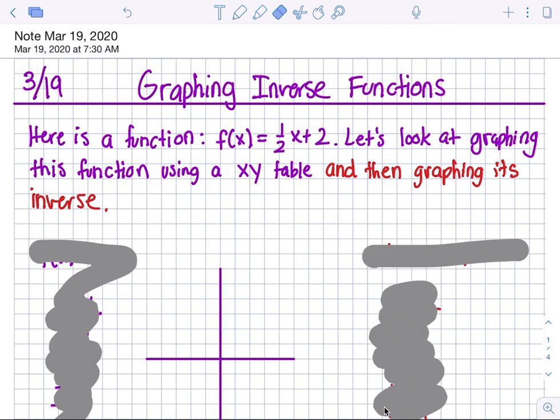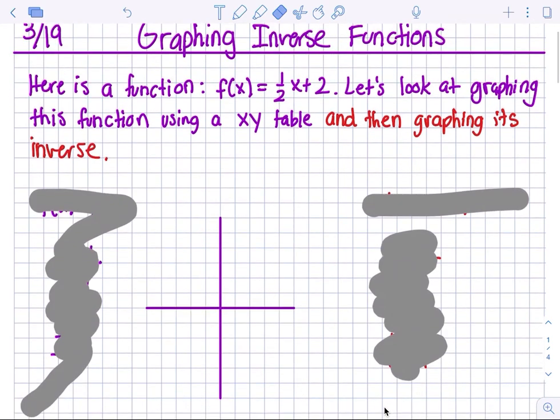So here's a function f of x is equal to 1/2 x plus 2. Let's look at graphing this function using an xy table and then graphing its inverse. So that's the original function, you guys, and we are going to be graphing the original first and then graphing its inverse from the original.